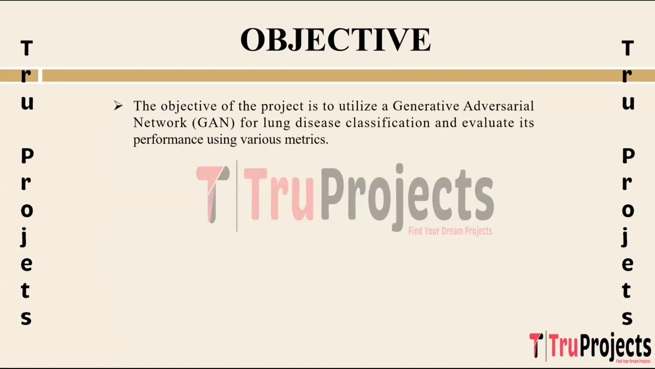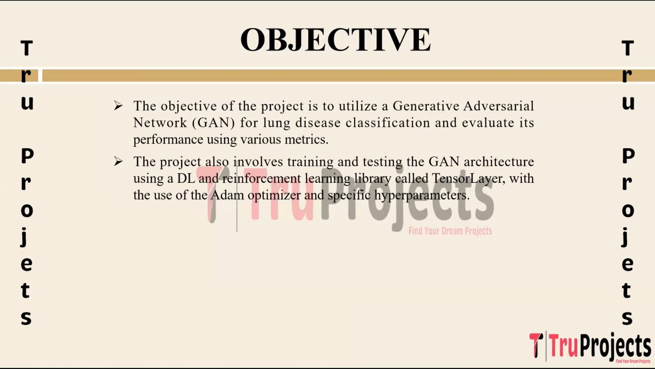Objective: GANs are a type of neural network architecture consisting of two parts, a generator and a discriminator. These networks work in tandem to generate synthetic data resembling real lung images or aid in extracting features relevant for classifying lung diseases. The project involves using TensorLayer, a deep learning and reinforcement learning library, to train and test the GAN architecture. The Adam optimizer, an optimization algorithm, is utilized to update network weights during training. Specific hyperparameters such as learning rate and batch size are adjusted to ensure the GAN performs optimally.